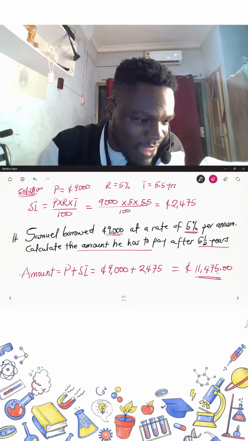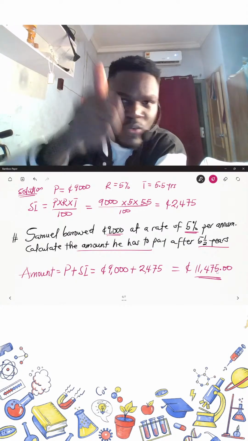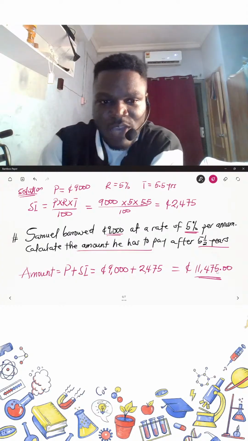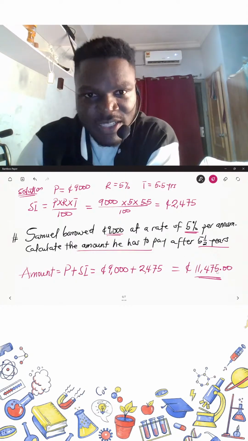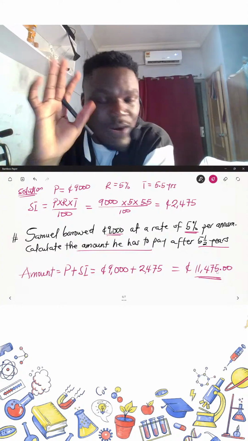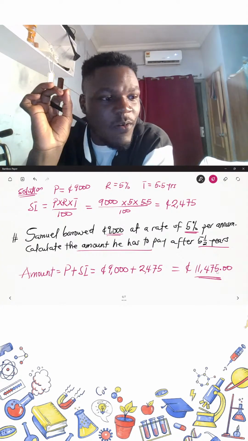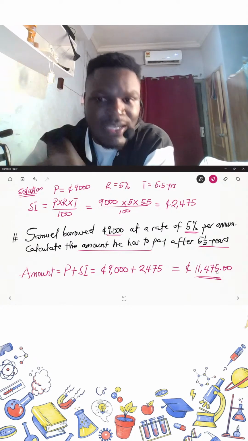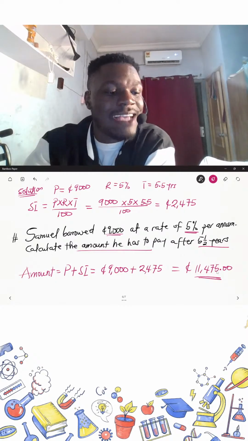So it's 11,475. Thank you so much, the answer is very correct. So he borrowed 9,000 at a rate of 5% for 5.5 years, and that is the amount that he has to pay.